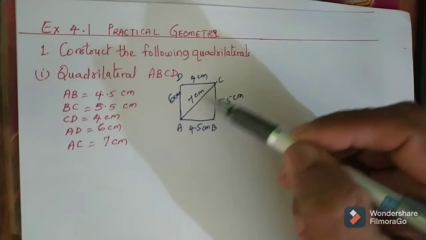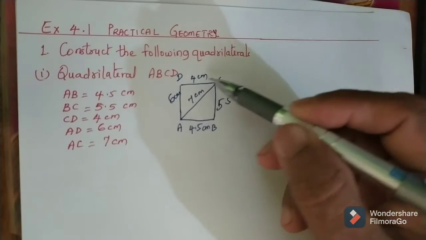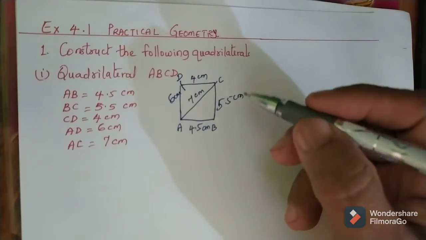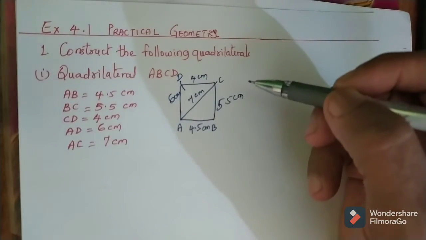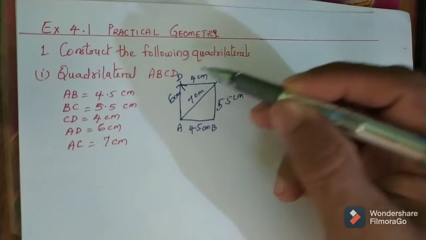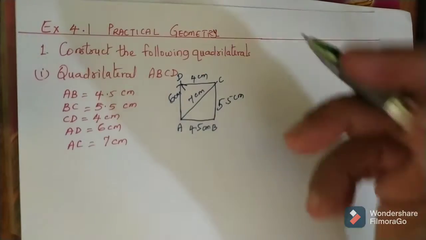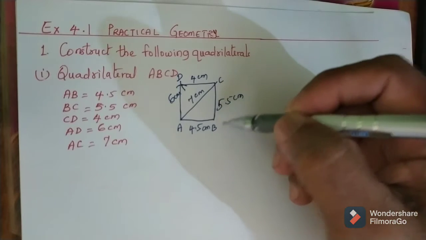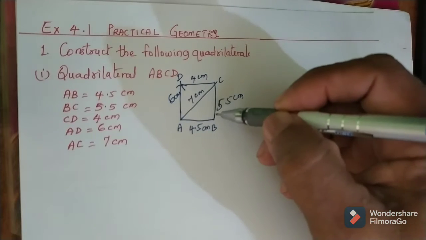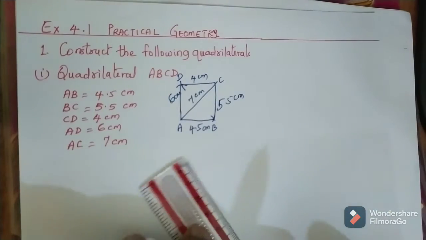We will start with the construction of AC, that is the diagonal, and then we will take 4 centimeters from C and draw an arc of radius 4 centimeters, and from A we will take an arc of 6 centimeters from here, and the point of intersection will be D. And likewise we are going to do this side also: from C 5.5 and from A again 4.5 centimeters. So that point of meeting will be B. So let us start.